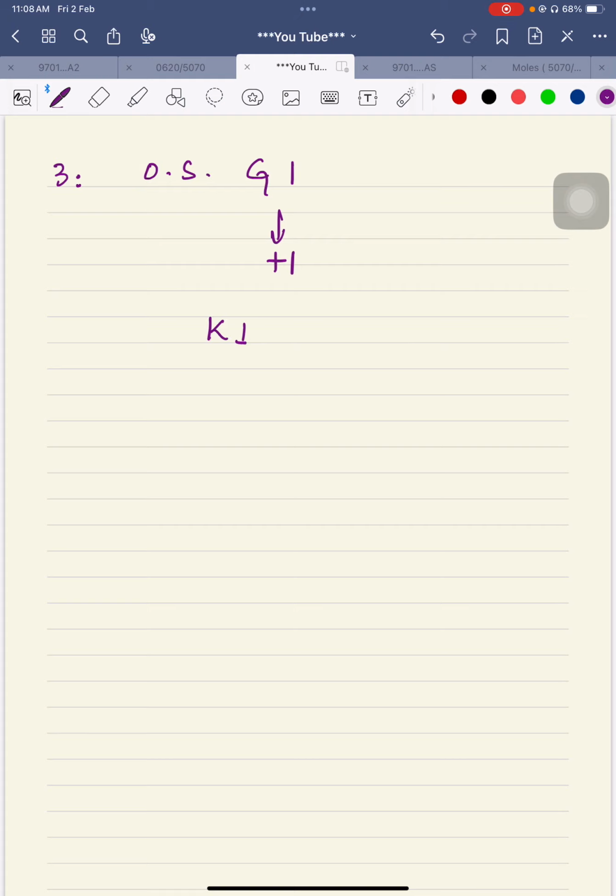So for example, let's consider KI. It has an element of group number 1. What is that element? It is potassium. So its oxidation state will be considered as +1. But if we are considering a potassium atom alone, which is not part of any compound, what will be the oxidation state of potassium then? It will be considered as 0 at that stage. Why is it so? Because it is not part of any compound. But when potassium is part of a compound, then we consider it as +1.